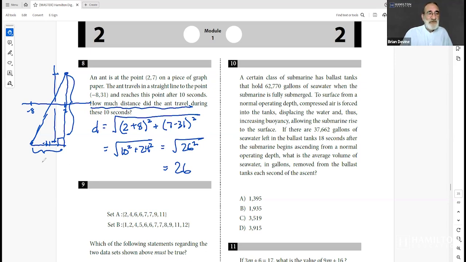Now, I knew that if this was 10 and this is 24, this has to be 26 because it's a 5, 12, 13 ratio, which is the same as 10, 24, 26. So you could have gone about that way. But either way, the distance is 26.